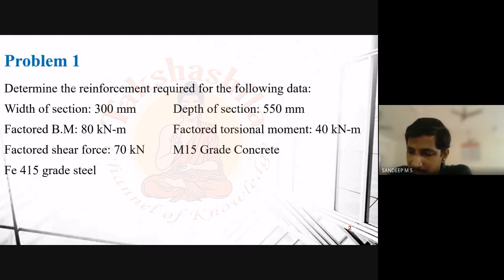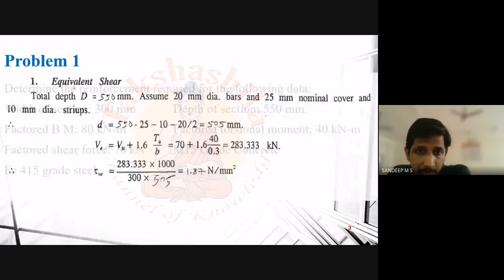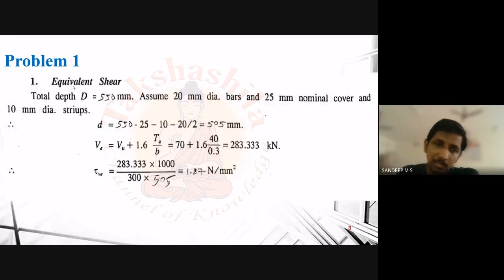Okay, so as this is the first problem, let's see what are the different steps we have to do. First of all, we are calculating the equivalent shear, and we have to check whether we have to perform the flexural design also by considering torsion or not. So for that, in the first stage, we will calculate the equivalent shear. In this case, total depth D is equal to 550 millimeters, that is given in the question.